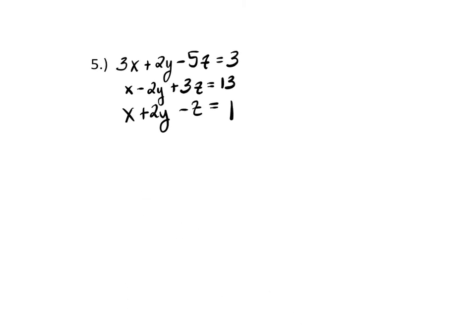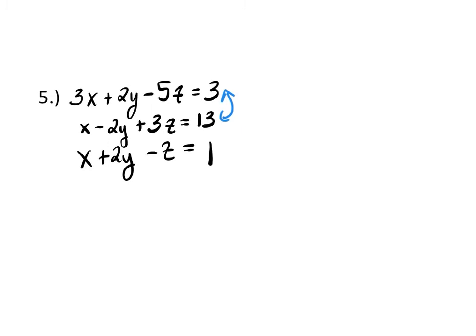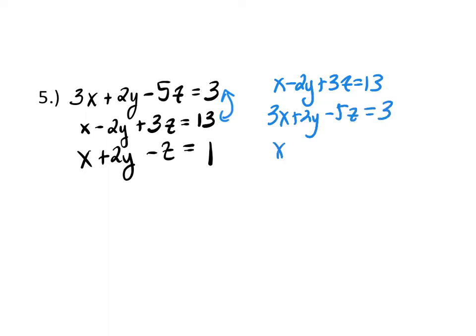All right, let's do 5. What am I going to do here? What's the problem? It doesn't start with a positive 1. So just move one of them. I'm just going to switch these two. So I'm going to say x minus 2y plus 3z equals 13. And then I'm going to write 3x plus 2y minus 5z equals 3. And then x plus 2y minus z equals negative 1.